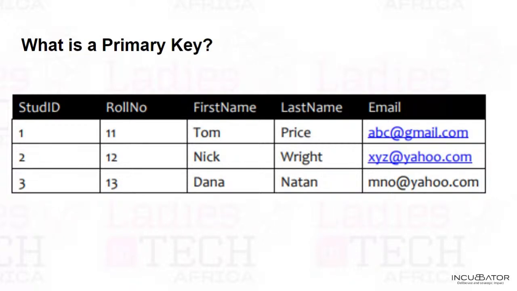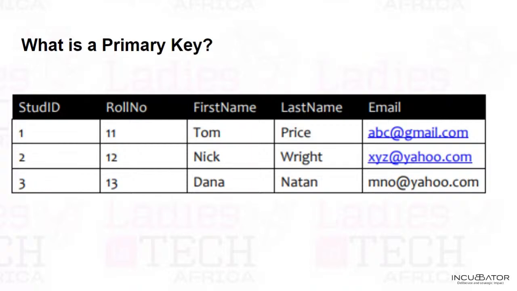I'm waiting. Someone said the student ID. Someone said email. Email. Okay. Primary key. Primary key. Student ID. Good. Student email cannot be the primary key.